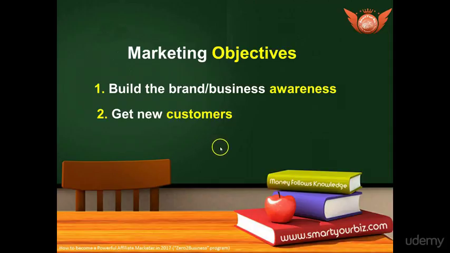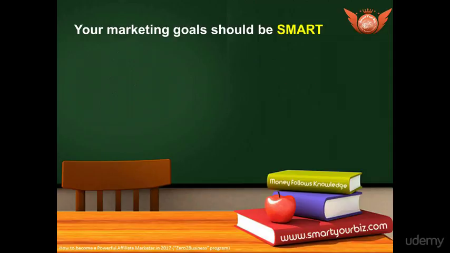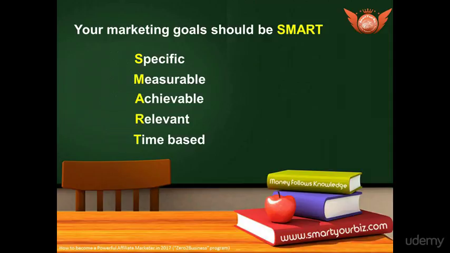But the problem is that by just saying building the brand awareness or getting new customers, we are not specific. It's too vague. And the truth is that it doesn't really mean anything. Your marketing goals should be smart. I mean specific, measurable, achievable, relevant, and time-based. You can set up your SMART goals as follows.